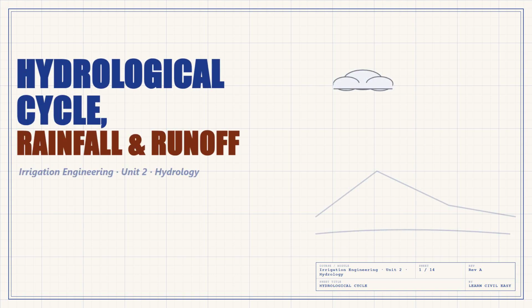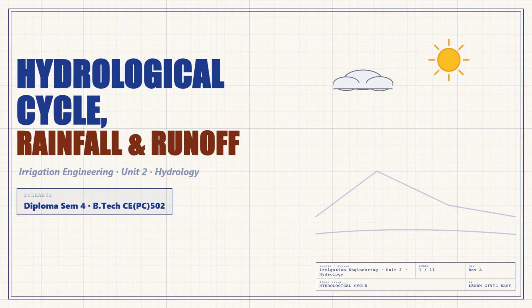Today we begin a new subject, Irrigation Engineering, and we begin where every water project has to begin: with the water itself, where it comes from, where it goes, and how much of it we can actually catch. This is Unit 2, Hydrology.